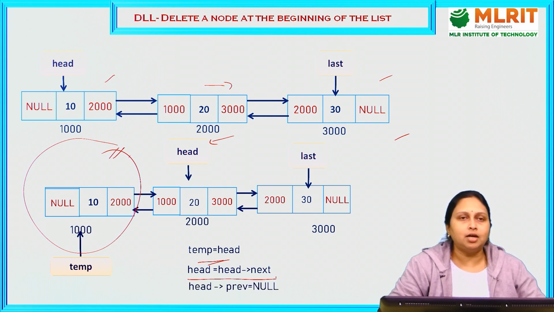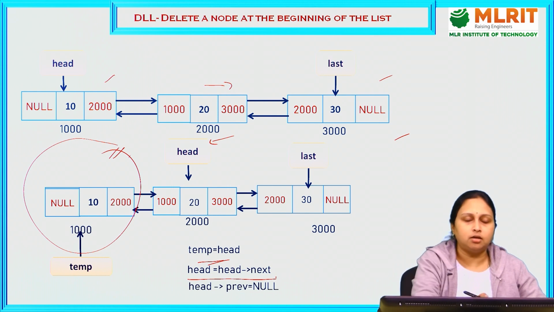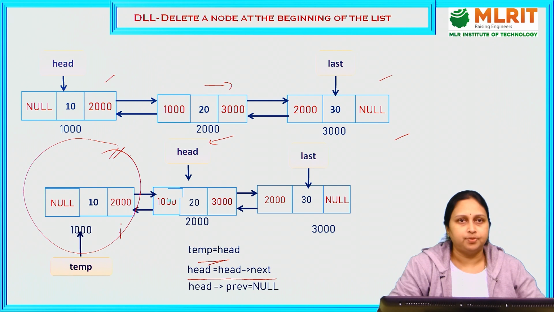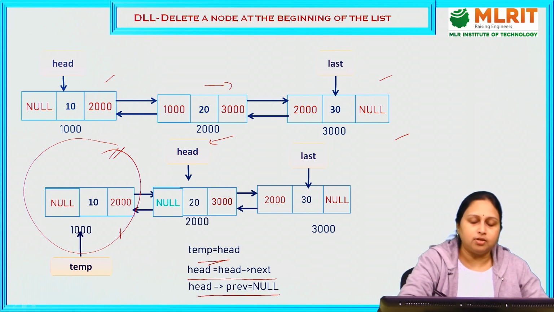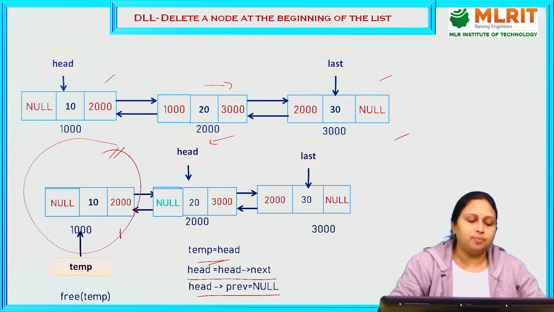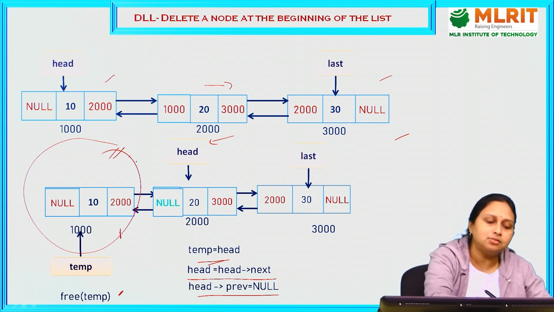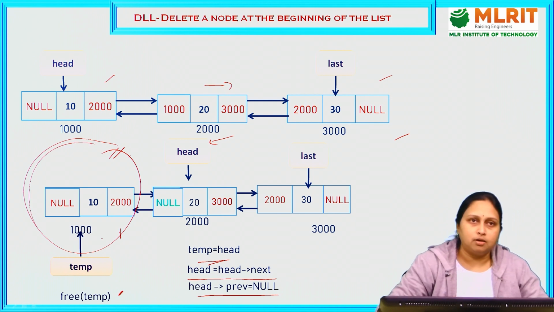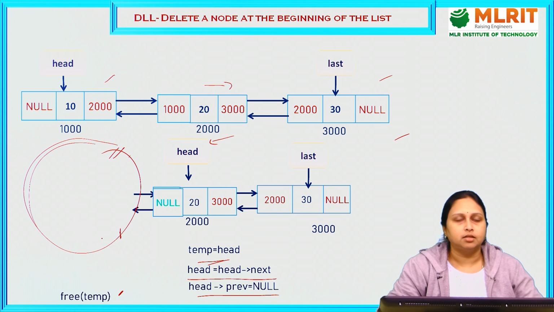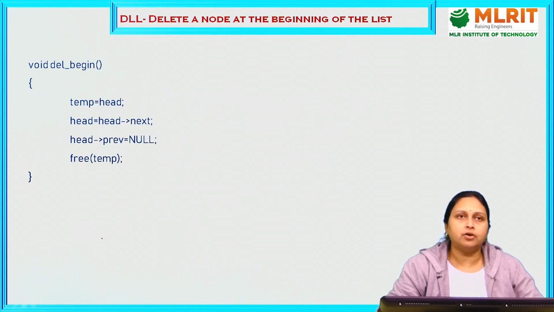And we are disconnecting the connection between the node which we want to remove and the next node which we have. So we are making head arrow previous equal to null. This is the step where we are going to include. Okay. And free of temp. When I am going to write free of temp, this node's memory which was allocated is going to be deallocated. Okay, that will be freed. That will be removed.